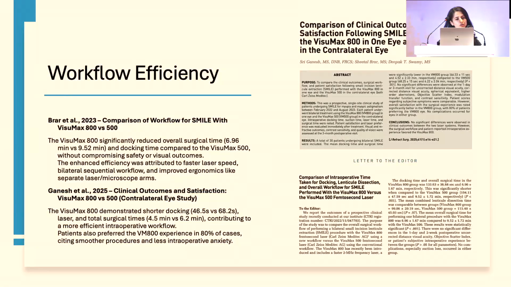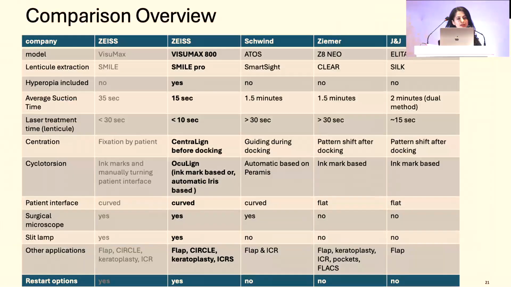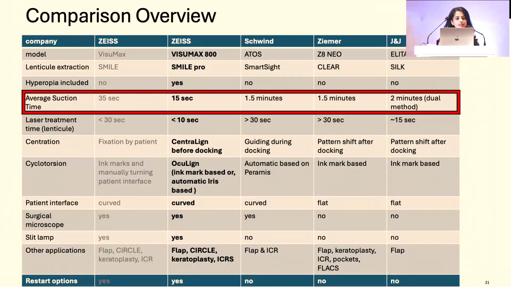Sri Ganesh and Dr. Bra, the patient experience in a contralateral eye study was better on the 800. So that's really interesting because that's really just coming from the patient directly. And there's some clear differences. So we're not just talking about treatment times, but also suction time that the eye is under. And I think that is very relevant in terms of what you see with your patient.